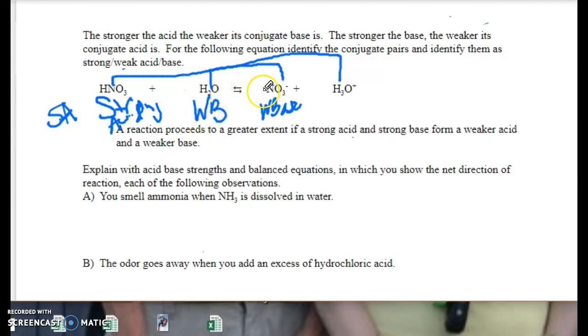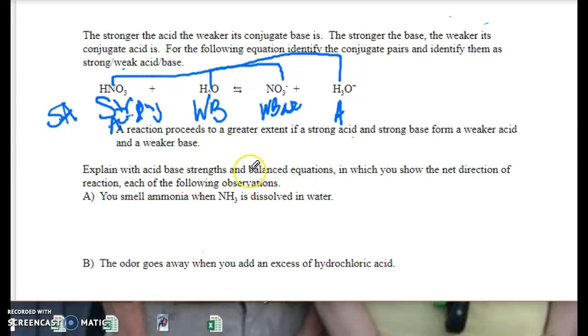So water's amphoteric, so remember, it can be either. And that would make hydronium an acid. Now, I'm not really going to label this one strong or weak. A lot of people will say this was a strong acid. It's obviously stronger than most acids, but I would label it as strong as the hydronium produced from HNO3. So we look at reactivity based on proceeding to a greater extent with a strong acid and strong base forming a weaker acid and a weaker base.